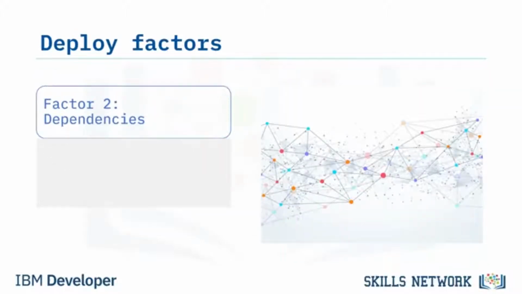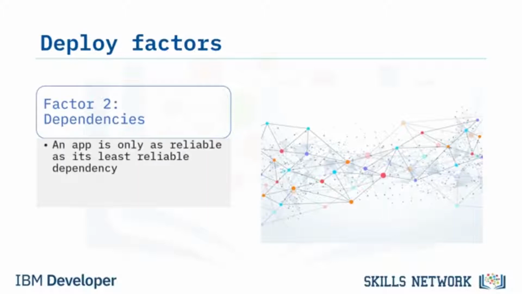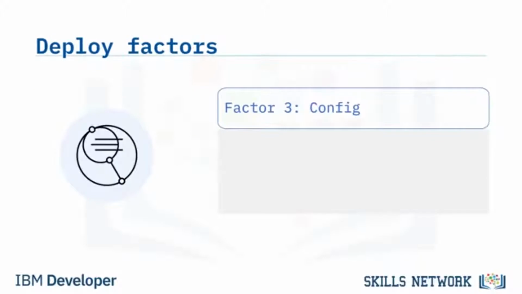The first deploy factor we'll discuss is Factor 2, Dependencies. An app is only as reliable as its least reliable dependency. As a result, 12-factor apps do not rely on the implicit existence of any packages or dependencies. All dependencies must be explicitly declared. This way, when a new developer grabs the code base, there is no assumption that any dependencies already exist on her machine.